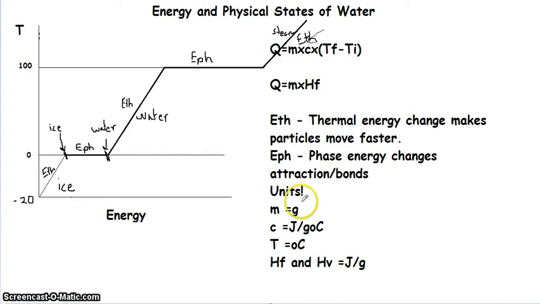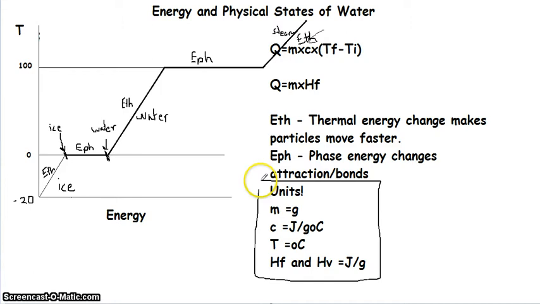I guess it's important to note that we're going to have specific units down here. So let's talk about these equations for a second. Q is going to have a unit of joules. As we know, the joule is a unit of energy. M is going to be grams. C here is specific heat.